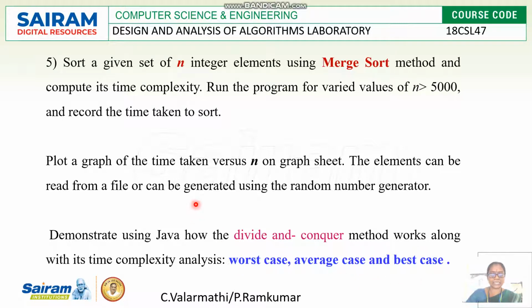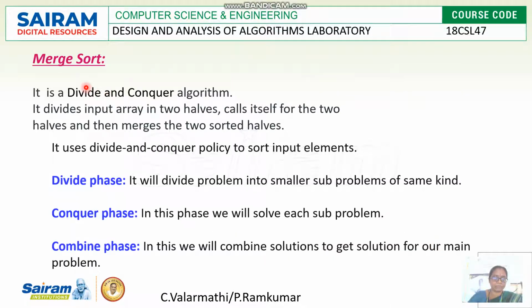So what is our input for this kind of large volume of data? We are going to use random numbers. Using the random number generator concepts in Java, we are going to perform merge sort for the worst case, average case and best case. Let us go to the concept of merge sort.